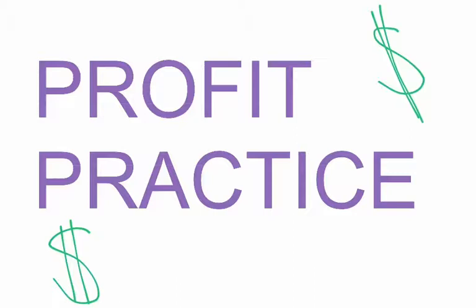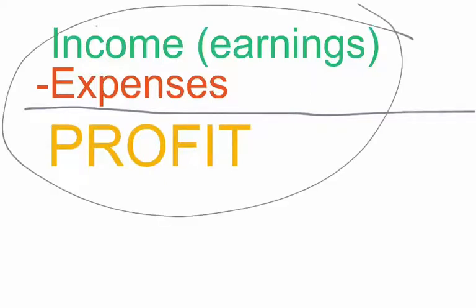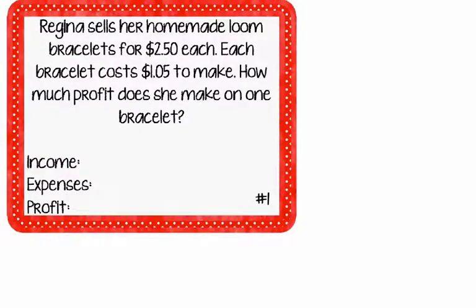We're going to do some profit practice today, now that you've learned the steps for solving profit problems. You have to remember that income, or earnings, is the money you take in from other people, the money people pay you. Take away expenses, which is the amount you paid, and that equals your profit. So income minus expenses equals profit. You have to know the definitions of these to get the problems correct. Okay, so let's look at the first one.